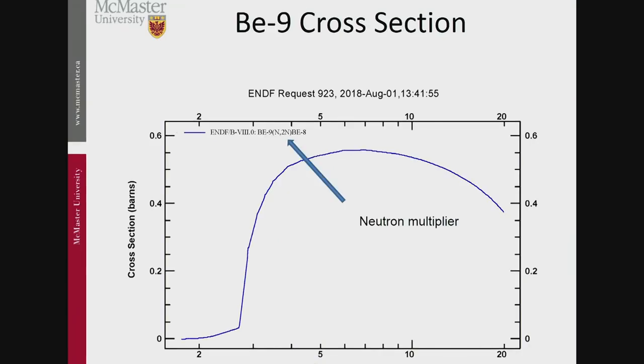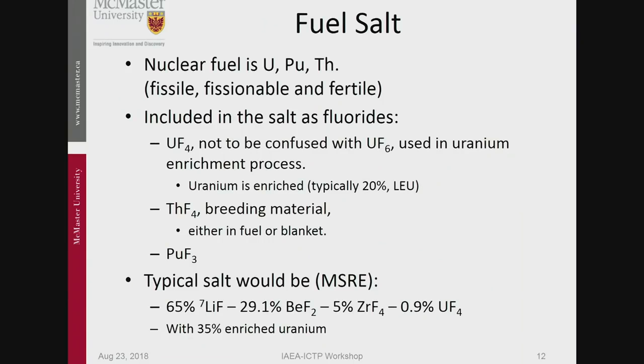Okay, so we go through all of the things that we just saw, and then we get to the salt itself. So the fuel that we're going to put in that salt is, of course, either uranium or plutonium of some sort, or thorium, which is either fissile, fissionable, or fertile, depending on whether we want to breed or not. And these are included in those salts as fluorides. So you have, for example, UF4. That is typically what goes into a fuel salt. Not to be confused with UF6, which is what you use when you enrich uranium. The other thing is that the thing that goes into the fuel salt is usually enriched. And typically it is 20% LEU.